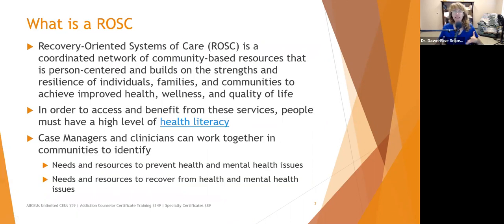So let's start out. In the previous presentations, I've talked a lot about recovery-oriented systems of care, or ROSCs. So let's briefly go over what those are for those of you who aren't familiar. A ROSC is a coordinated network of community-based resources that is person-centered and builds on the strengths and resilience of individuals, families, and communities to achieve improved health, wellness, and quality of life. So basically, it's like that network, that safety net that we have out there that helps our clients connect with all the resources in our community in order to meet their biopsychosocial needs.